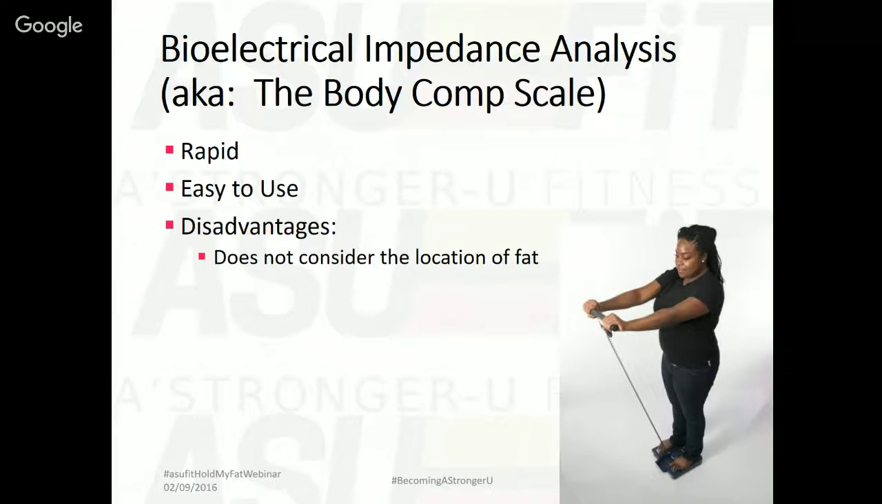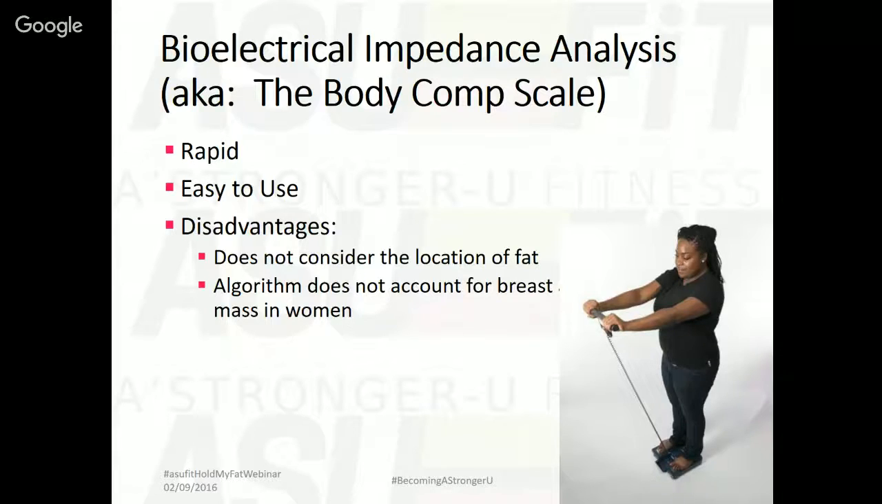It does not consider the location of your body fat. And for women, this becomes a problem because the algorithm does not account for your breast mass. And so a lot of times the total body fat mass is going to be exaggerated, especially in women, because we have the additional breast mass and it does not account for that additional mass.